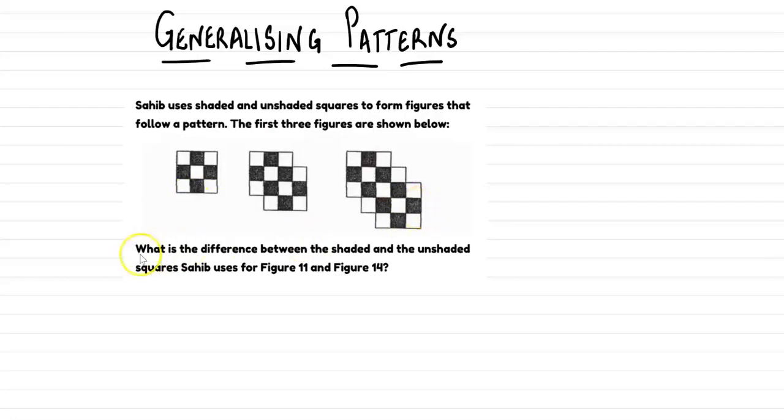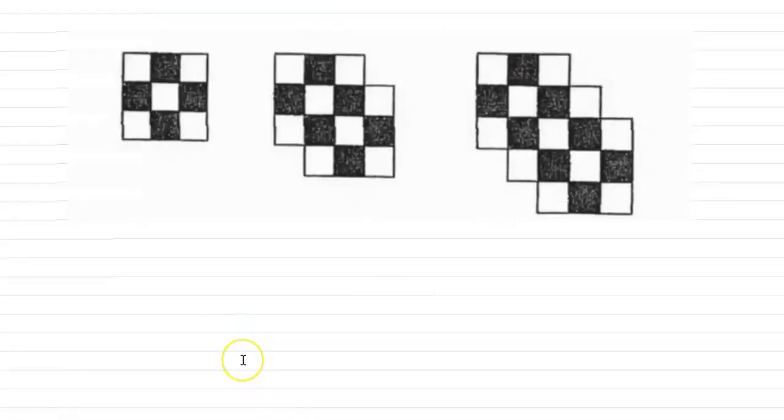So we have these. What is the difference between the shaded and the unshaded squares Sahib uses for figure 11 and figure 14? First figure, we have four black squares and 5 white squares. So the difference is 5 minus 4, which is 1.